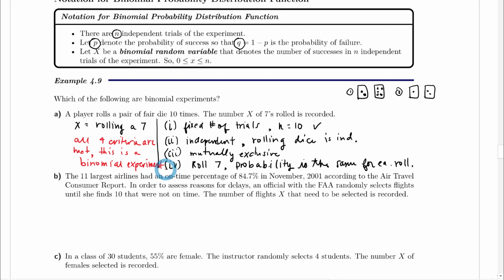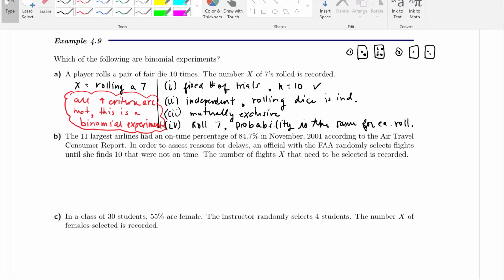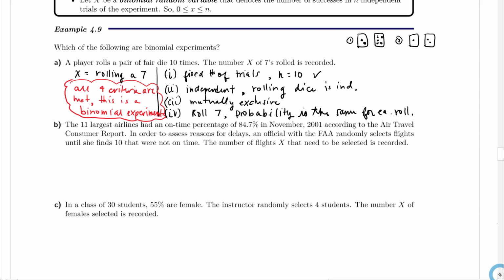Now, we usually mentally go through these steps. Like we think, oh, is it a fixed number of trials? Are they independent, mutually exclusive? Is it the same every time I randomly select an object from my sample? And so we mentally do it, but we're writing it down here because it's the first time we've seen it. But really, eventually, these will be like mental steps.